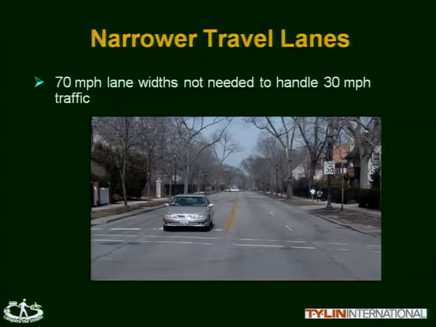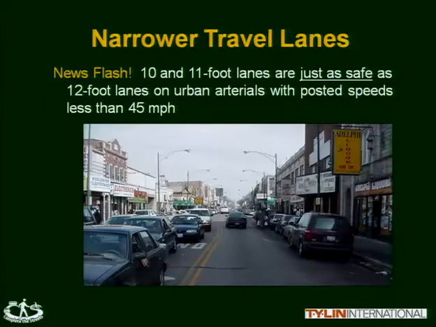How about lane widths? You do not need a 70-mile-per-hour lane to handle 30-mile-per-hour traffic. There is no crash difference between a 10, an 11, and a 12-foot lane when the speed limit is 45 and under. It's an NCHRP study, 3-72, and another one, 3-89. If anybody wants the numbers on that, give me a card or an email address afterwards. I'll send you the references on that, so you can use that to wave in somebody else's face when they say, "Oh, I got to have 12-foot lanes."